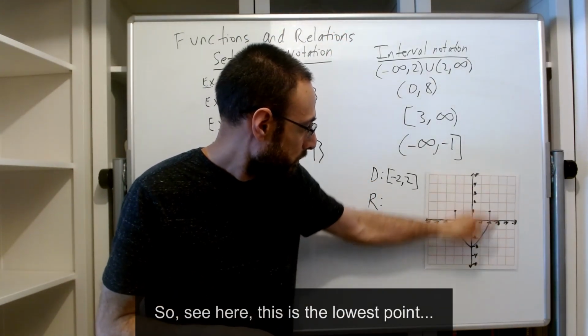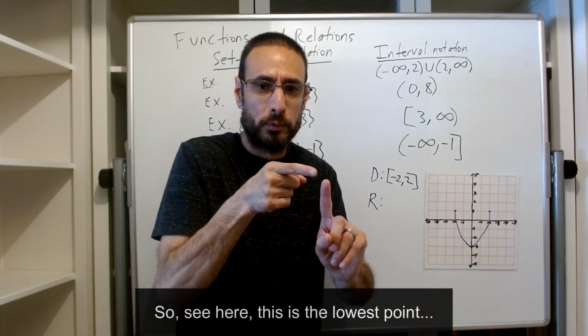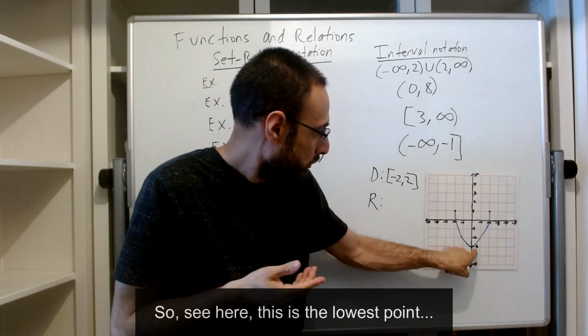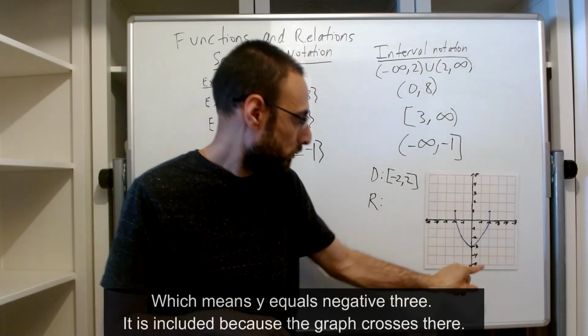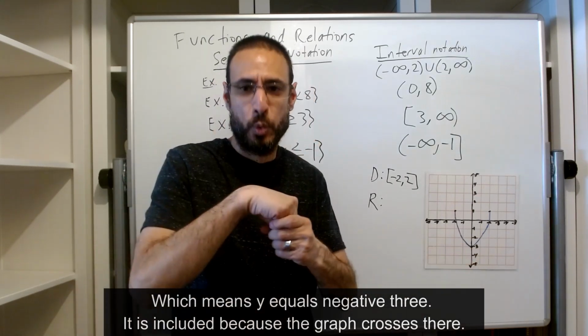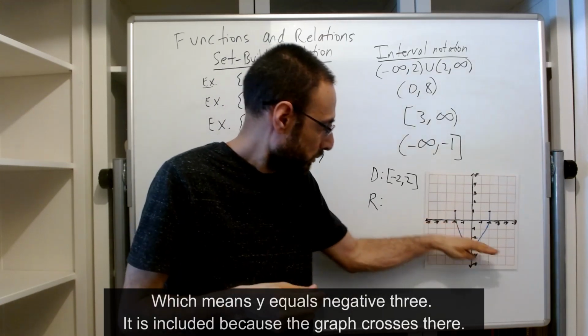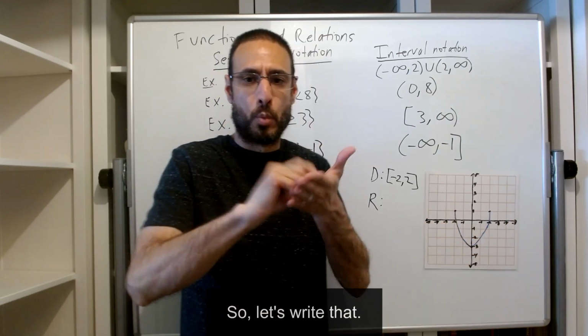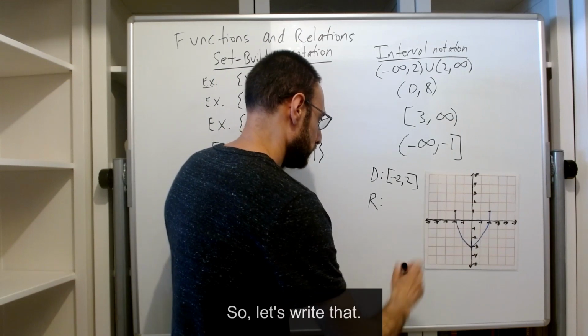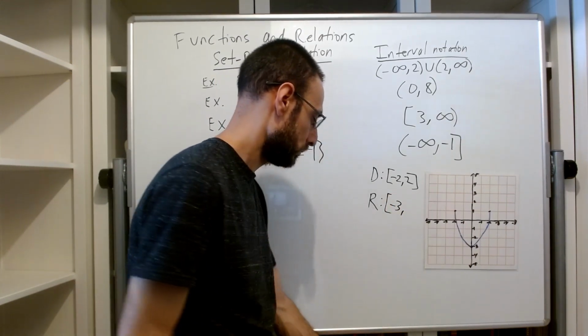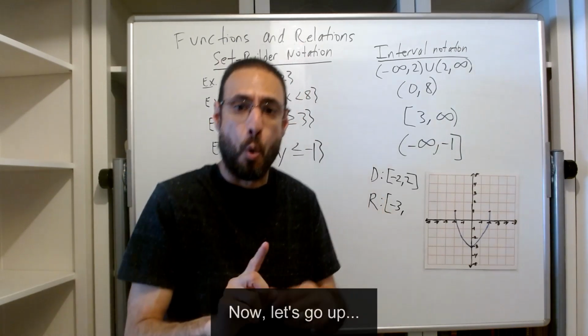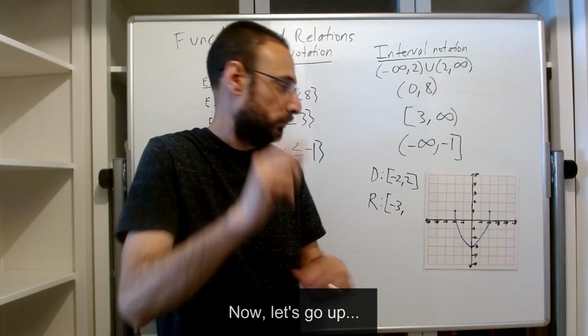So, see here, this is the lowest point, which means y equals -3. It is included because the graph crosses there. So, let's write that. Now, let's go up.